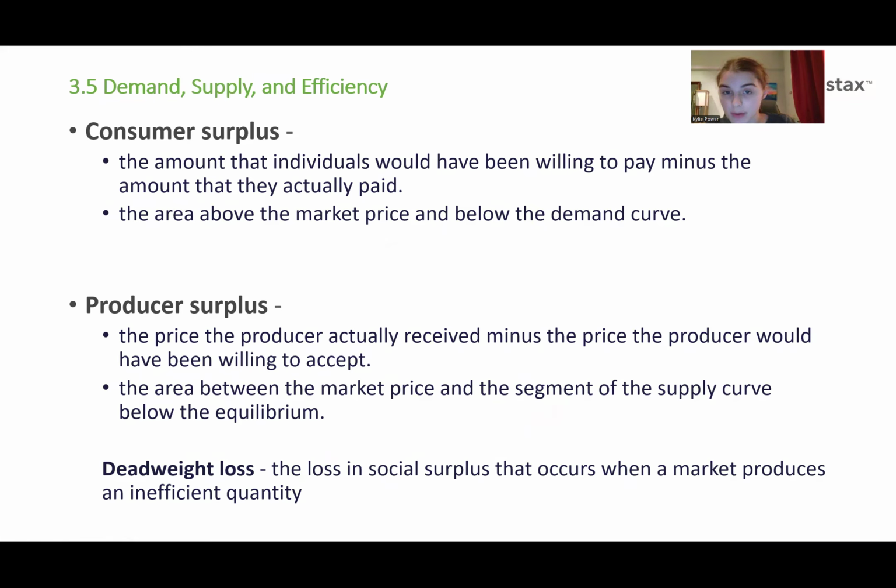The area above the market price and below our demand curve. And then we have producer surplus. That's the price the producer actually received minus the price the producer would have been willing to accept. The area between the market price and the segment of the supply curve below equilibrium. It's a little bit easier when we look at it visually. And these surpluses lead to what's called deadweight loss, which is the loss in social surplus when a market produces an inefficient quantity.